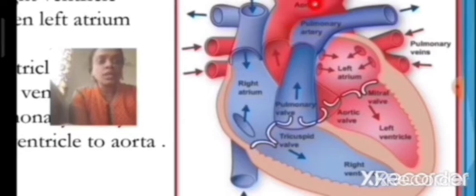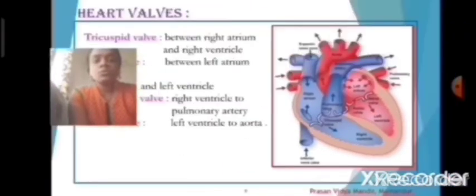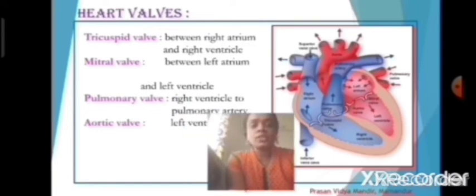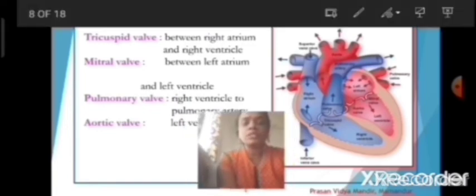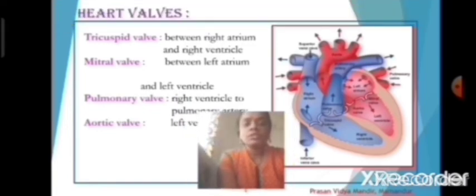Aorta is the largest blood vessel. Here it is given. So the valve between the left ventricle and the aorta is called the aortic valve. So what is the main function of the valve? In order to prevent the backflow of the blood from one chamber to the other. Four types of valves are given here: tricuspid valve, mitral valve, pulmonary valve and aortic valve.